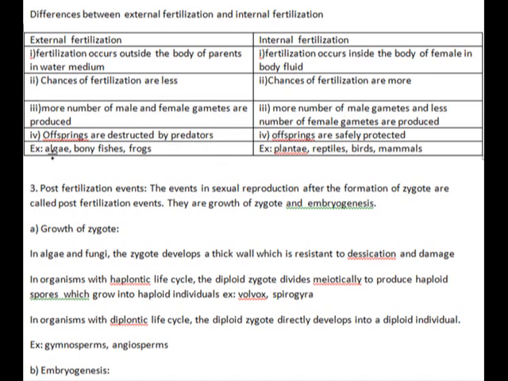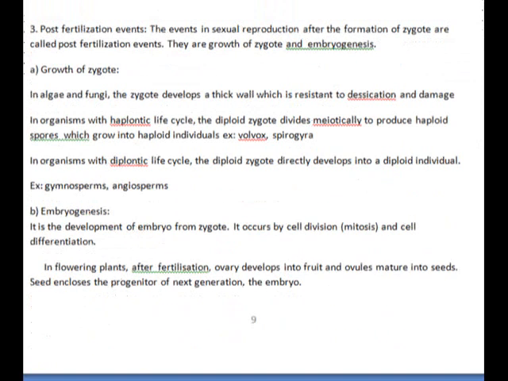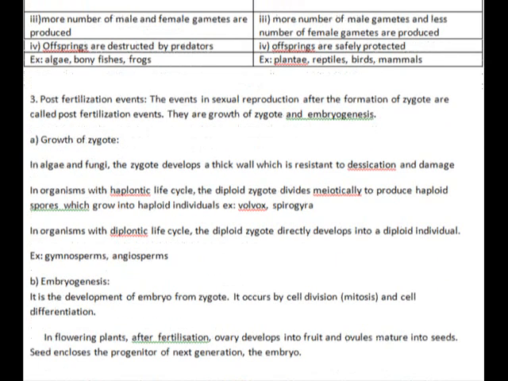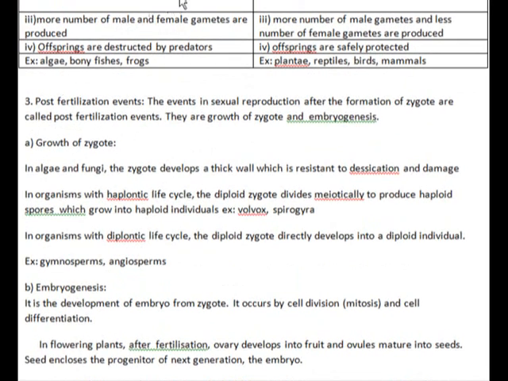For external fertilization, examples are algae, bony fishes and frogs. For internal, plantae, reptiles, birds, mammals. So these are the differences between external fertilization and internal fertilization. So that is the event fertilization that follows after pre-fertilization events. After the process of fertilization, the next event to take place is post-fertilization events.